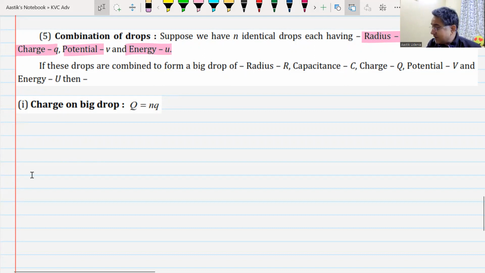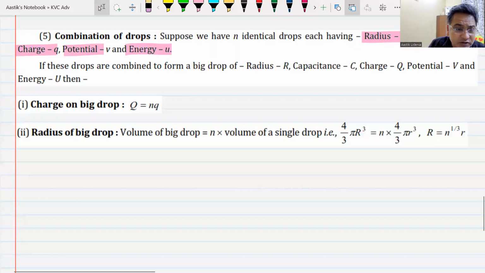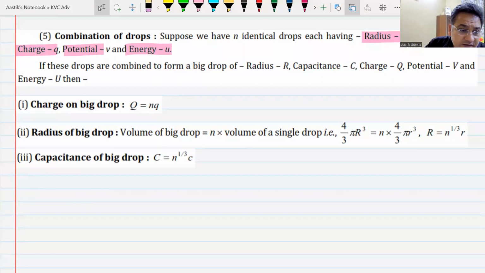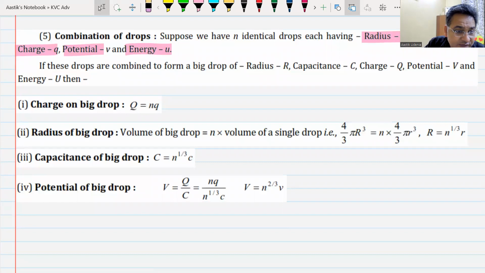You must understand that when these smaller drops become a bigger drop, the total volume remains constant. And therefore, you will get the radius of the bigger drop, capital R, as r times n raised to the power 1 by 3. Do we understand this? Since capacitance is directly proportional to the radius, the capacitance will also be in the same ratio. Potential would also be in the same ratio. Everyone is understanding this, yes or no?